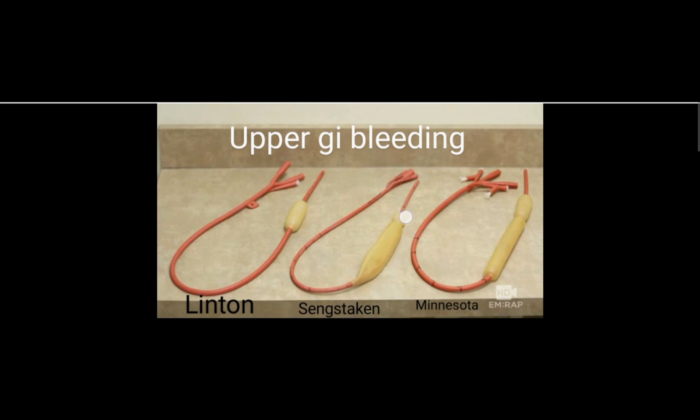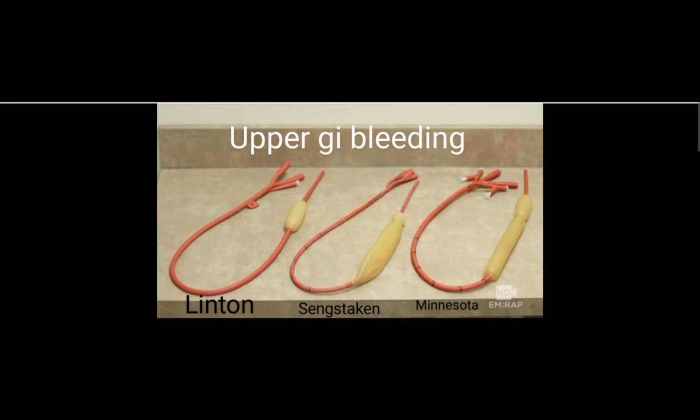And in the Sengstaken tube, three ports are present. What are those ports? The gastric suction port, the gastric inflation port, and the esophageal balloon inflation port. Two inflation and one suction port. And this is the esophageal balloon and the gastric balloon.